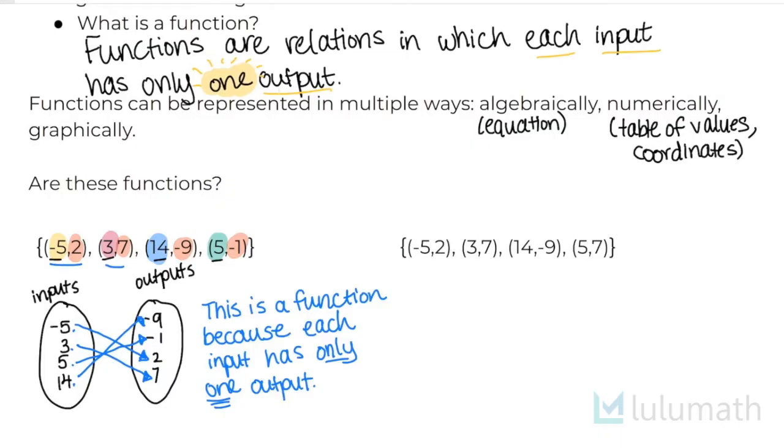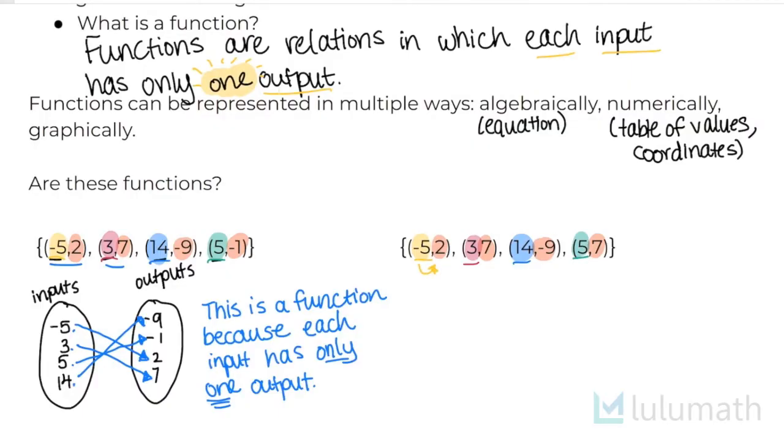All right, looking at our next example, we have an input of -5, an input of 3, an input of 14, and an input of 5. If you notice, my inputs here are exactly the same, and my outputs are pretty much the same as well. We've got a 2, a 7, a -9, but my 5 is now mapped to a 7. Even though I have an output that is matched to two different inputs, every single one of my inputs has its own unique output.